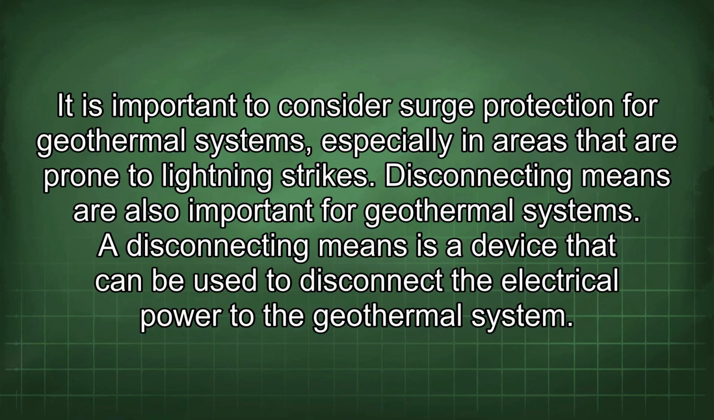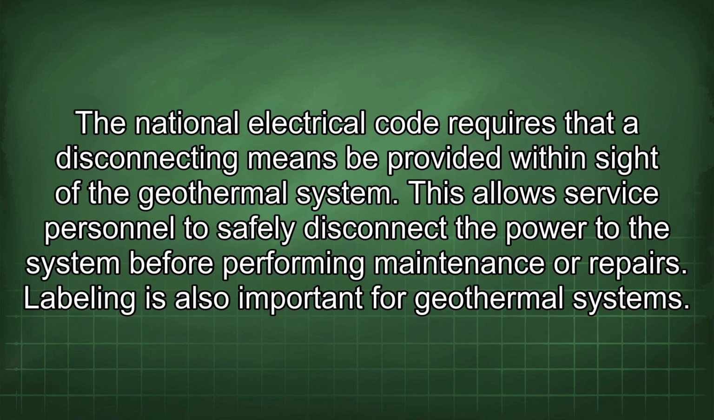Disconnecting means are also important for geothermal systems. A disconnecting means is a device that can be used to disconnect the electrical power to the geothermal system. The National Electrical Code requires that a disconnecting means be provided within sight of the geothermal system. This allows service personnel to safely disconnect the power to the system before performing maintenance or repairs.